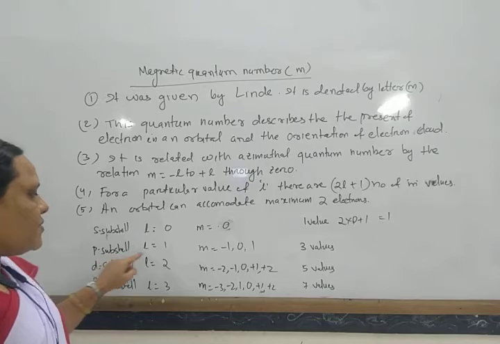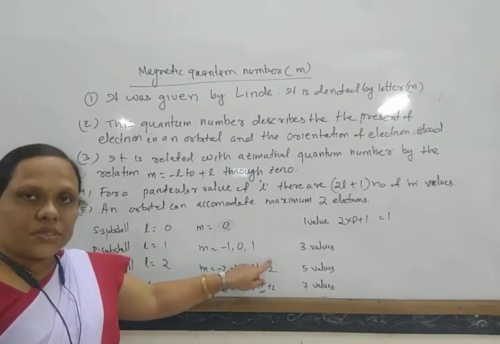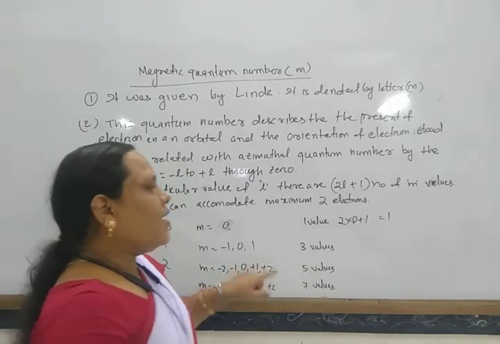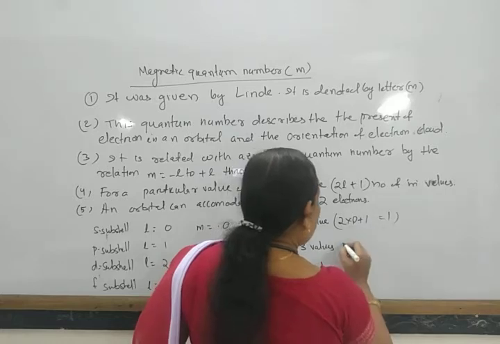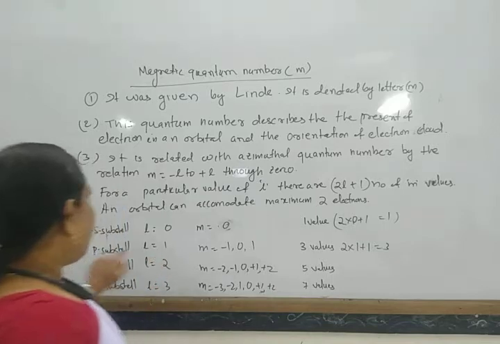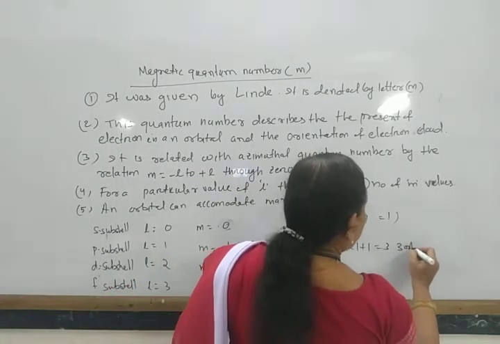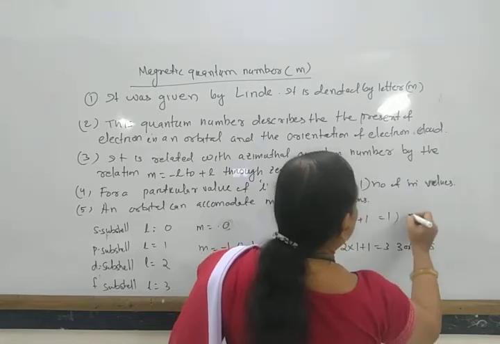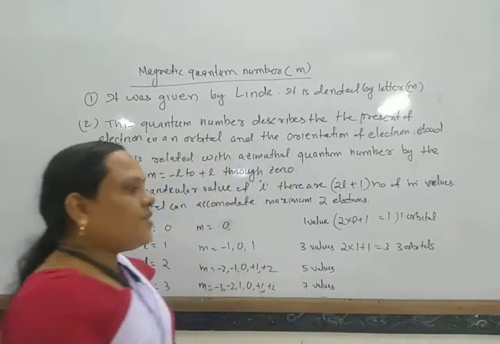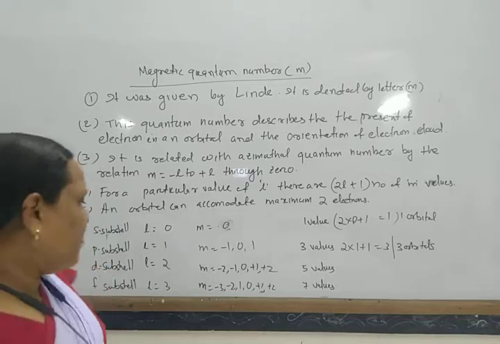And for the p subshell, l equals 1, m equals minus 1, 0 and plus 1. So it has 3 values, which we can know from 2 into 1 plus 1, that is 3. In this way, the p subshell consists of 3 orbitals. So the s subshell has 1 orbital, that is the s orbital, and the p subshell has 3 orbitals, that is px, py and pz.